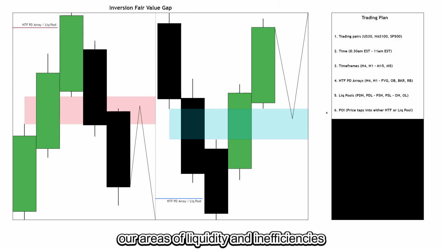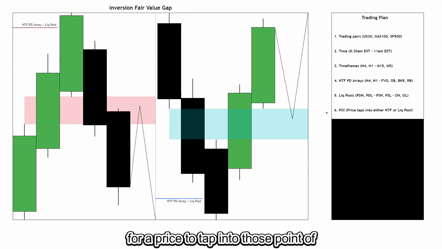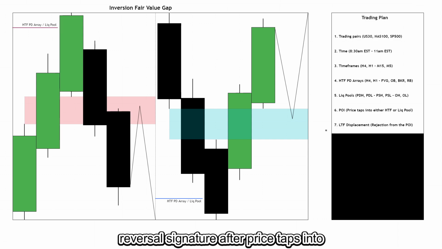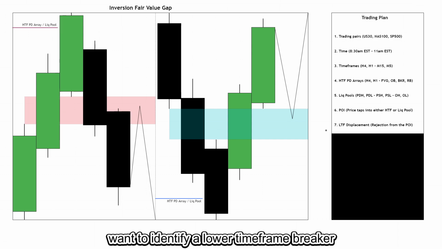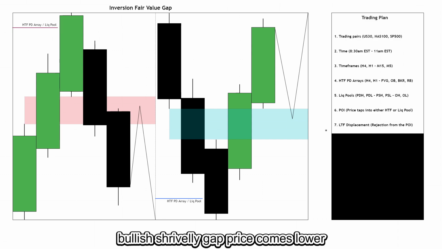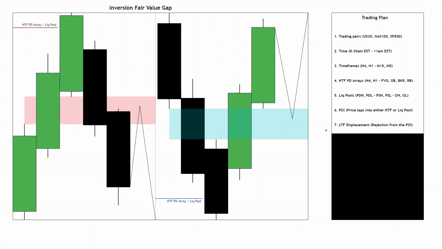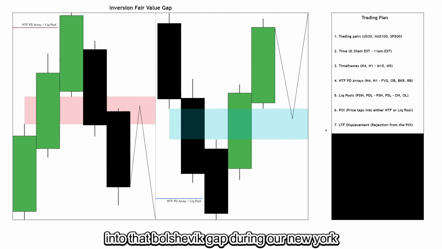After identifying our areas of liquidity and inefficiencies during our kill zone time, we want to wait for price to tap into those points of interest, for then we can look for a reversal signature. After price taps into our specific points of interest during our New York session kill zone, we want to be going down into the lower time frames, and we want to identify a lower time frame breaker structure. Essentially, let's say we have a bullish fair value gap, price comes lower into that bullish fair value gap during our New York session kill zone.